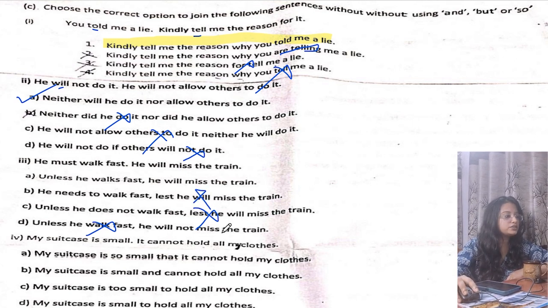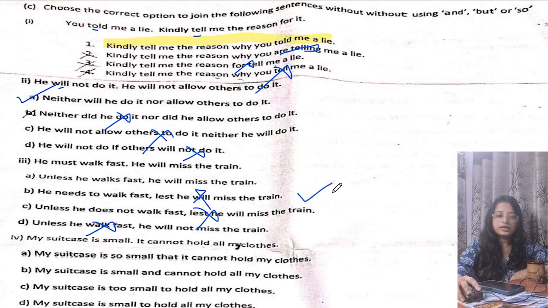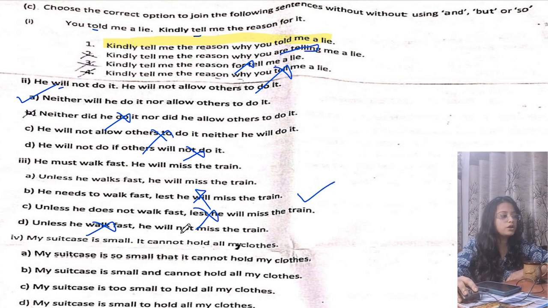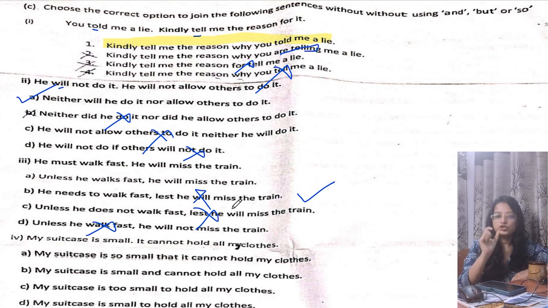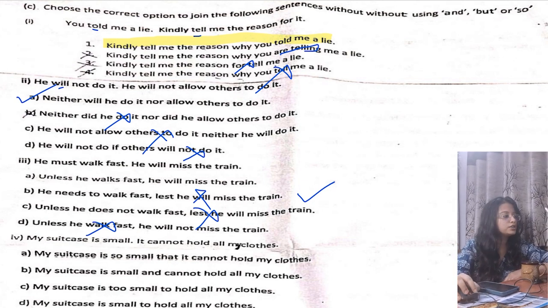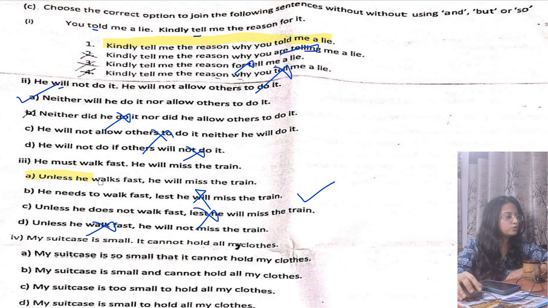Over here with lest we always use should. Okay. This is very important. Be careful. With lest we will always use should. Lest he should miss the bus. Should over here means probability. So the only correct answer again over here is option number A. So we have got all 3 answers A only. Now number 4.